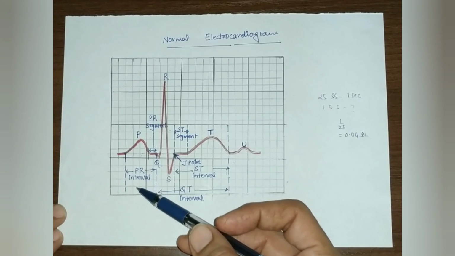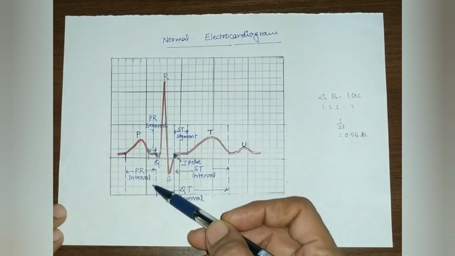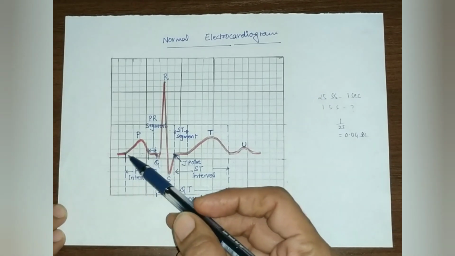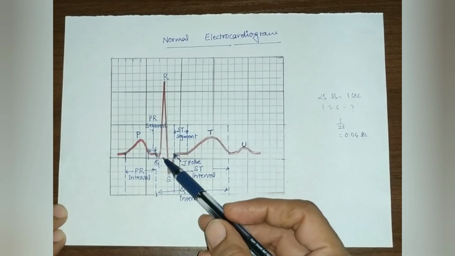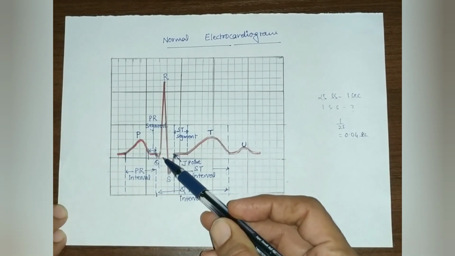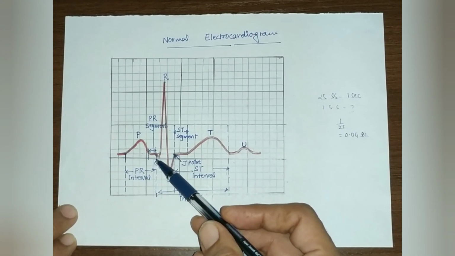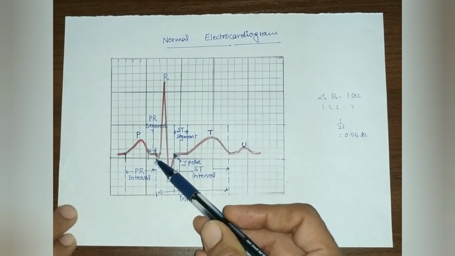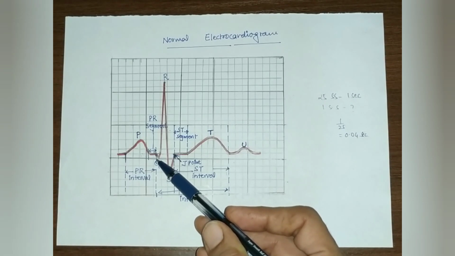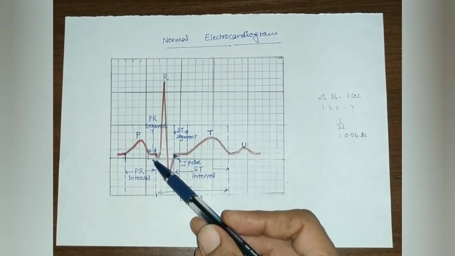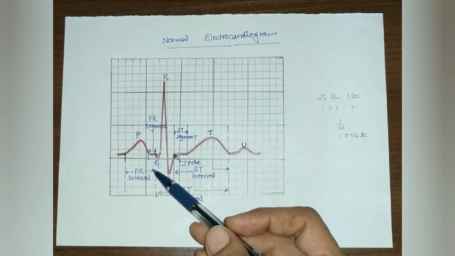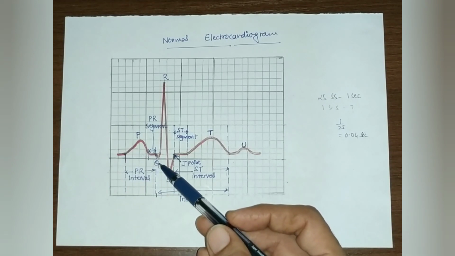Now we discuss various intervals, starting with PR interval. It is the interval between onset of P wave and the onset of QRS complex. Actually, it is between P wave and the Q wave, but Q wave is absent most of the time and therefore it is known as PR interval. It represents atrial depolarization plus atrioventricular conduction time, which includes atrioventricular nodal delay. Normal duration of PR interval is 0.12 to 0.16 seconds.